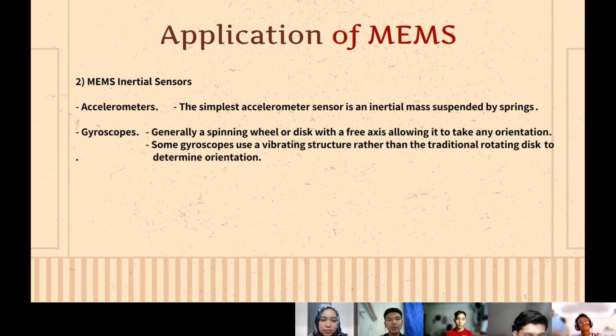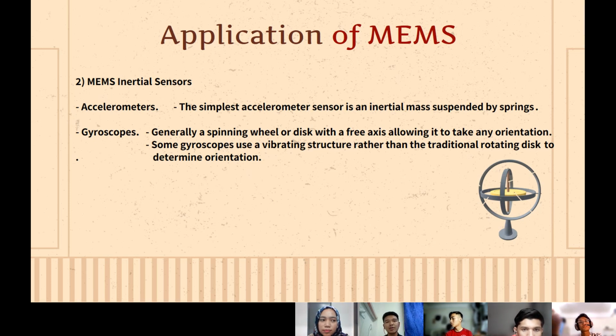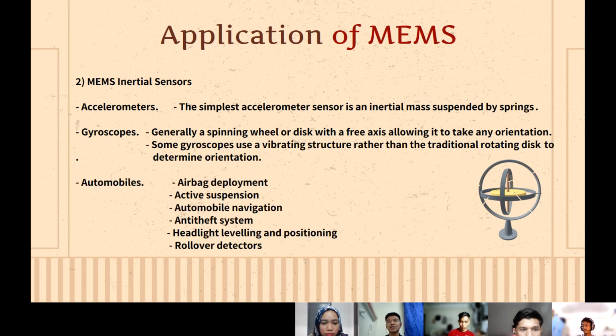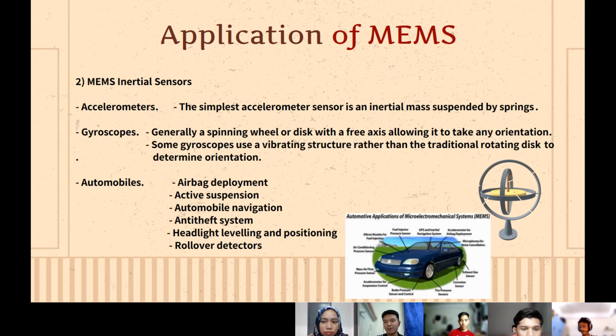Okay, MEMS gyroscope. A gyroscope is generally a spinning wheel or disc with a free axis allowing it to take any orientation. Some gyroscope use a vibrating structure rather than the traditional rotating disc to determine orientation. Here you can see some example MEMS inertial sensor in automobile. Okay, thank you.